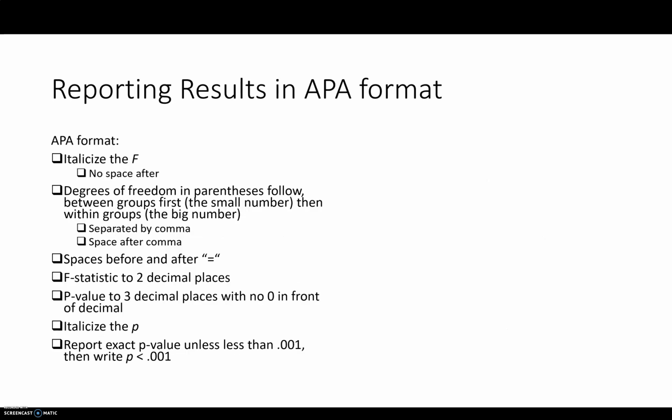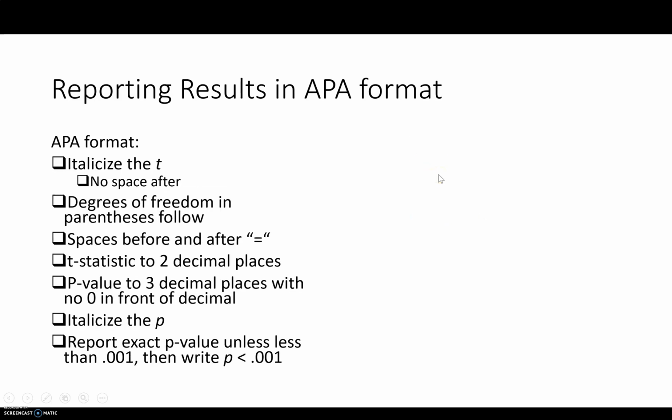Okay, and then these are results in APA format. This looks pretty simple, but there's kind of a lot to keep track of here. Just make sure you're italicizing the F and the p. I think I forgot to mention that previously, but yeah, you do want to italicize the p. Make sure things are reported to the proper number of decimals. You've got spaces before and after the equal sign, after the comma. So this is what you want your F statistics to look like.